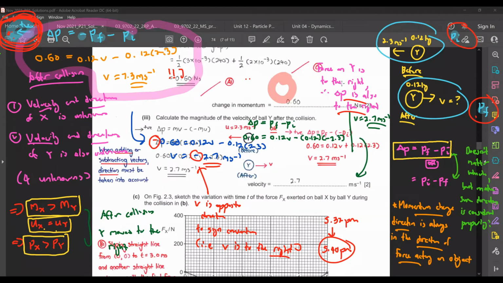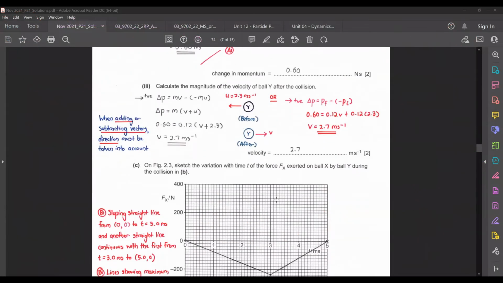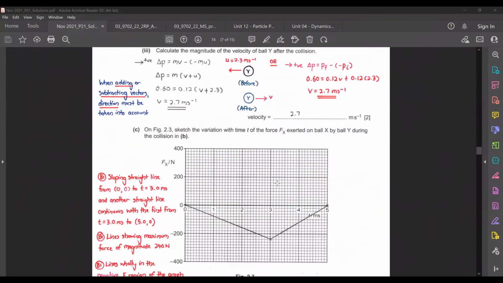Okay, there's one last part to this question here. They told you on figure 2.3, sketch the variation with time t of force Fx exerted on ball X by ball Y during the collision in P. This time they're asking you to find the force on X. The previous graph was force on Y. So the only thing you really need to remember here is related to Newton's third law.